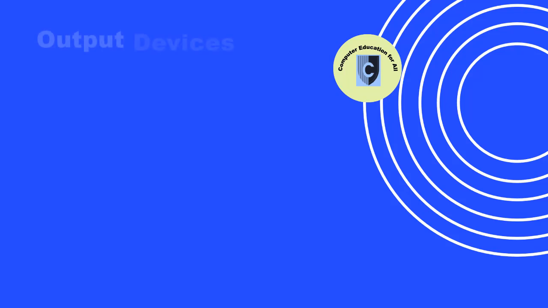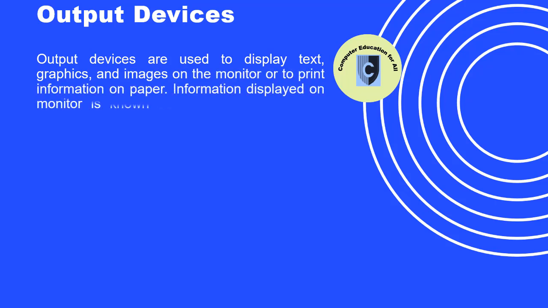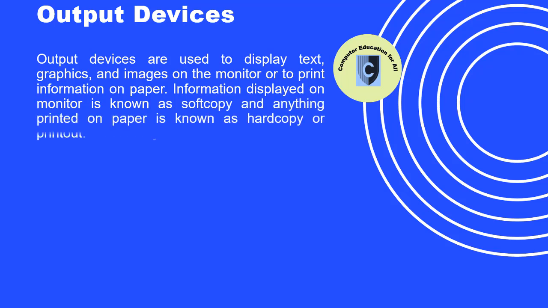Output devices. Output devices are used to display text, graphics, and images on the monitor or to print information on paper. Information displayed on monitor is known as soft copy, and anything printed on paper is known as hard copy or printout. Commonly used output devices are monitor, printer, plotter, and speaker.